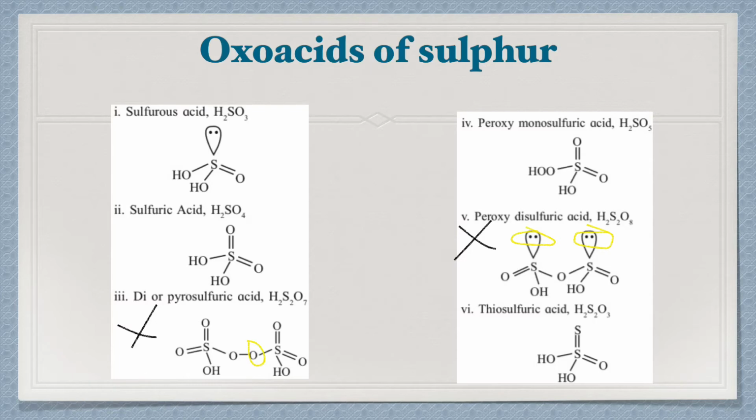Next, the last oxo acid of sulfur is thiosulfuric acid. Whenever you hear this word thio, always remember there is one extra sulfur and one oxygen less. I know the formula of sulfuric acid, H2SO4. In that, one S is more and one oxygen is less. So the formula will be H2S2O3.